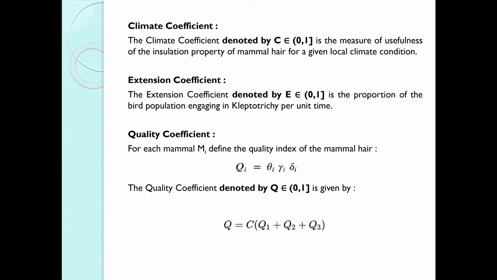The quality coefficient. Now for each mammal Mi, we define the quality index of the mammal hair to be Qi, which is equal to theta i times gamma i times delta i, which we defined previously. The quality coefficient, denoted by Q, again belongs in the interval 0, 1, closed at 1 and open at 0, and is given by Q is equal to C times (Q1 plus Q2 plus Q3).